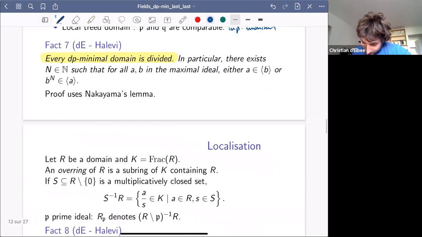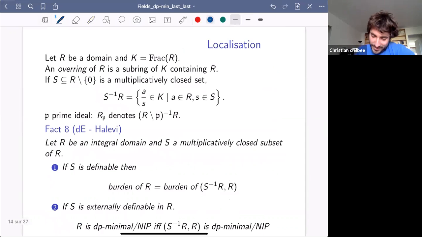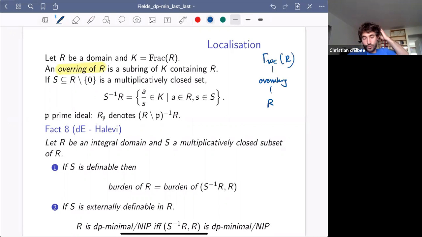Okay, so let's go a little deeper. If you work with integral domains, you will encounter what is called an overring. So an overring is a subring which is in between R and its fraction field, Frac R. So an easy way of getting such overrings is by localizing.